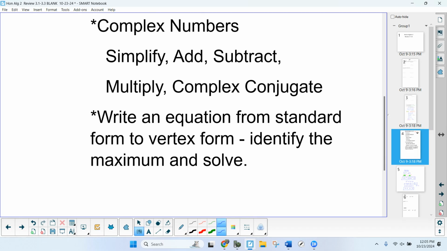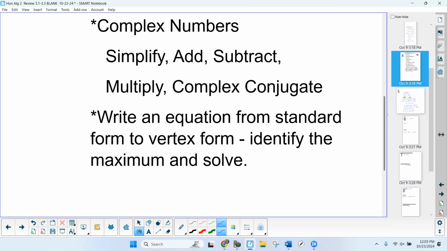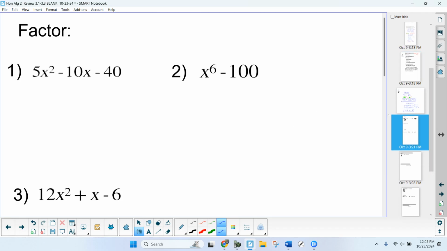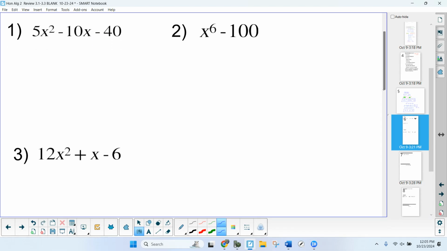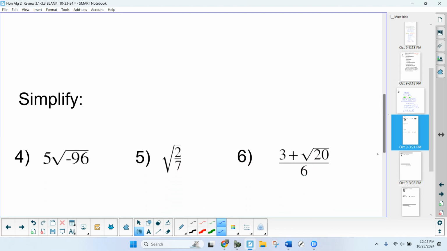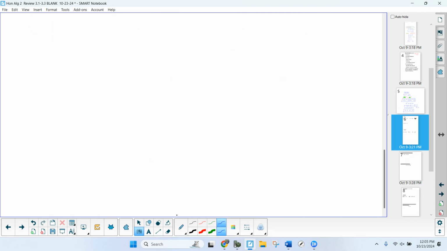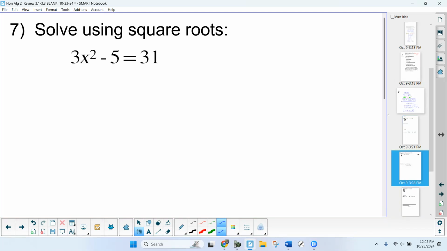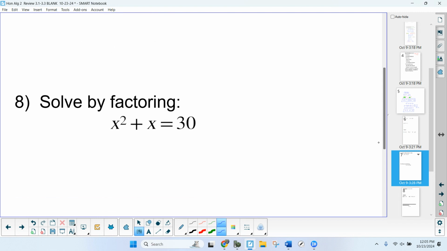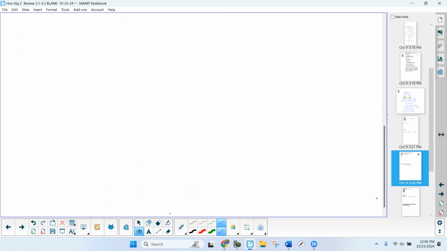Okay. Now, some of you are like, oh, I need examples of all these. This is what you get next year. Next year, Mr. Delap says, okay, there you go. Study. What I have for you posted on Schoology is a blank example of here's some factors. Just factor. Here's some examples of simplifying. Okay, here's some using square roots. Solve by factoring.